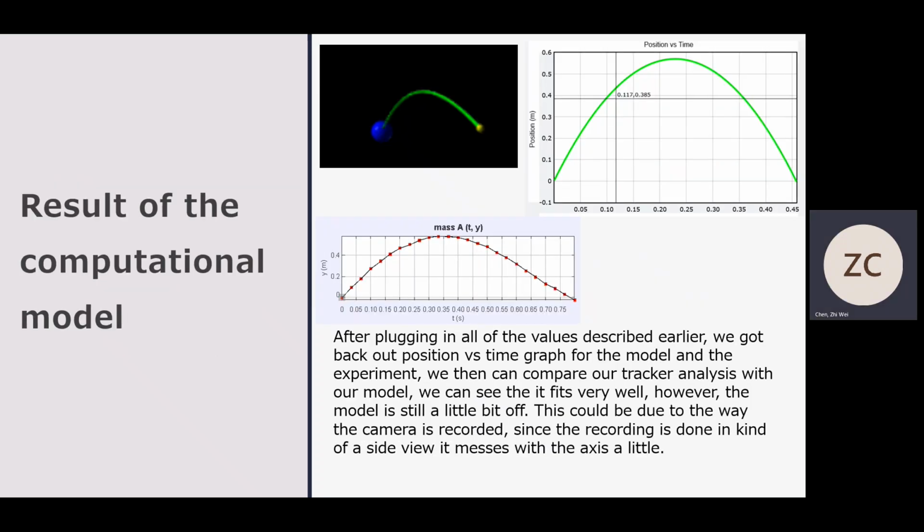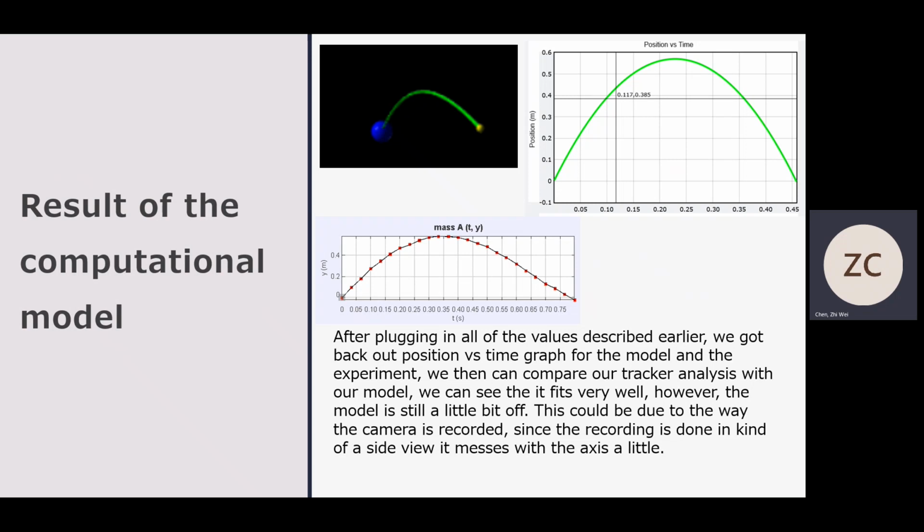So here we have the results of the computational model. After plugging in all the values described earlier, we got back our position versus time graph for the model in the experiment. We can compare our Tracker analysis with our model. We can see that it fits very well. However, the model is still a little bit off.